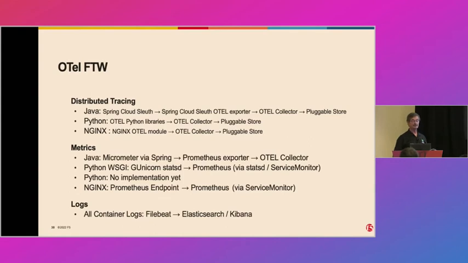Similarly, when we got to metrics, we used Micrometer via Spring. We used it to Prometheus. Prometheus is a common environment, sort of leading to the OpenMetrics work that's going on, which also went into the collector. Kind of nice that we could do that. We used Unicorn StatsD, which went into Prometheus, et cetera, to the collector. Common theme: collector, collector, collector. The only one that was not was the log files.